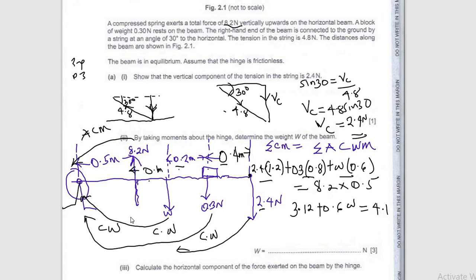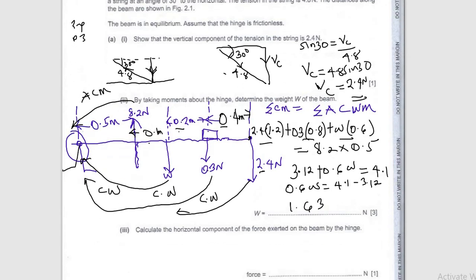So when you arrange, 0.6W equal to 4.1 minus 3.12. So do your maths and find W, and it's going to give us 1.63 Newton. That's the question. Any questions?